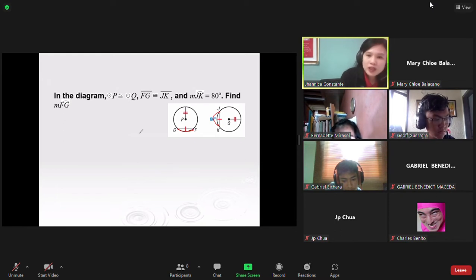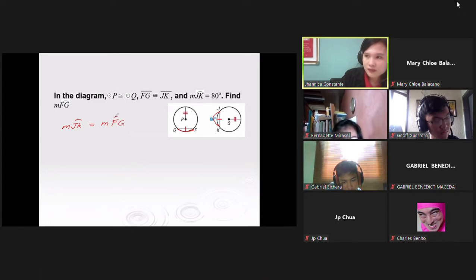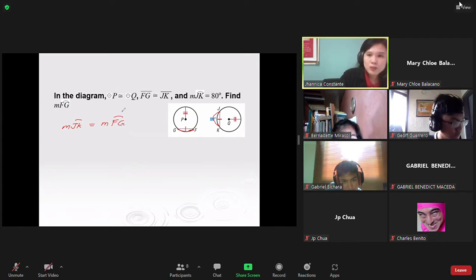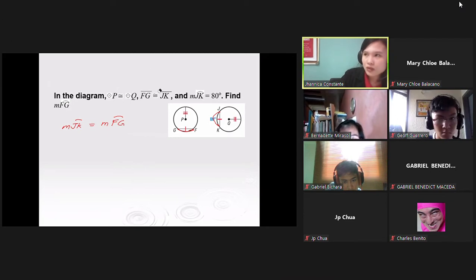So according to the first theorem, if both of the chords in the two circles are equal, the minor arcs of those two circles are also equal. So that means the measurement of arc JK is equal to the measurement of the arc FG, since both of the chords in our circles are congruent, as you can see here on the screen.